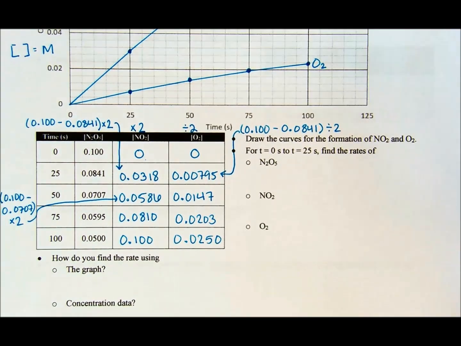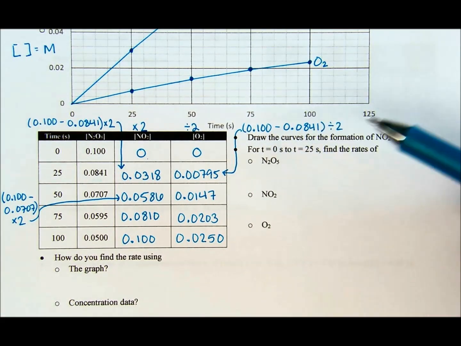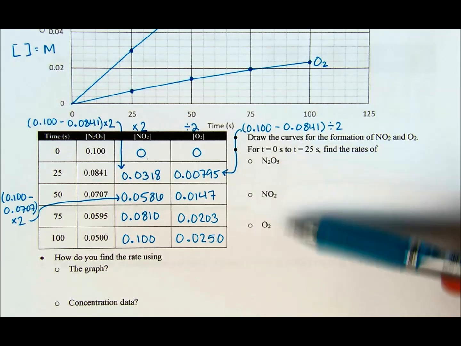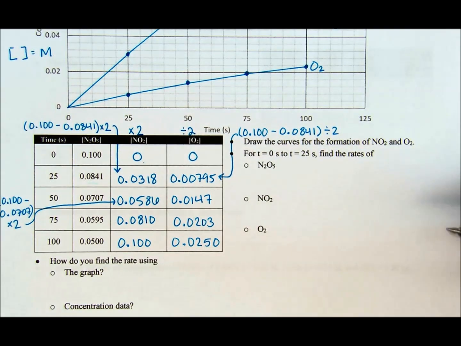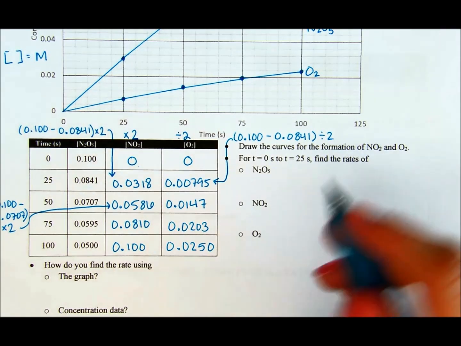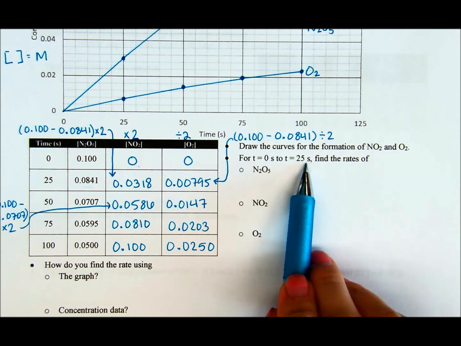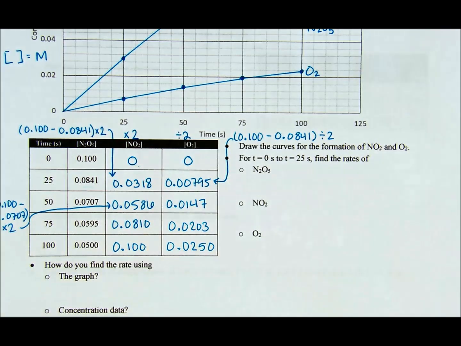Okay, so that was drawing the curves. Now, for time equals 0 to time equals 25 seconds, we're going to find the rates of these. So we're going to actually numerically calculate the average rate. And a rate is just the change in the concentration over the change in time. So our change in time for all of these is going to be 25 seconds. And we're going to look at the different rates over time.